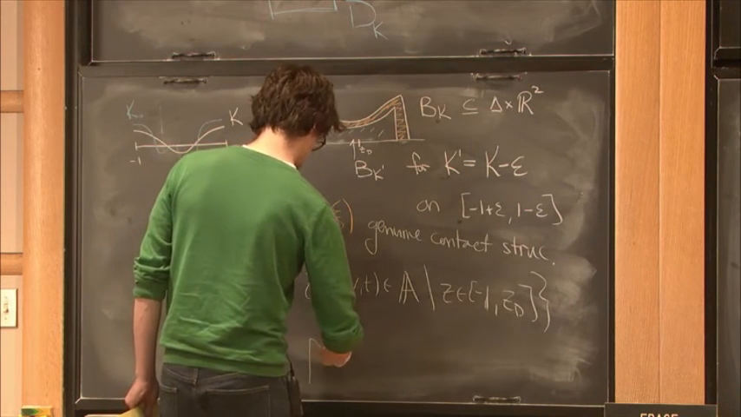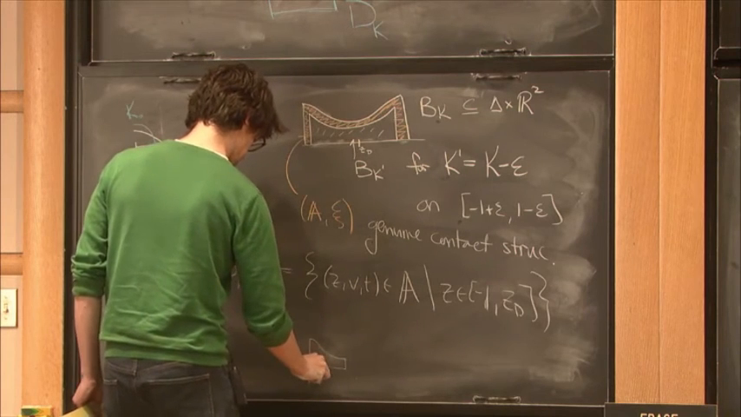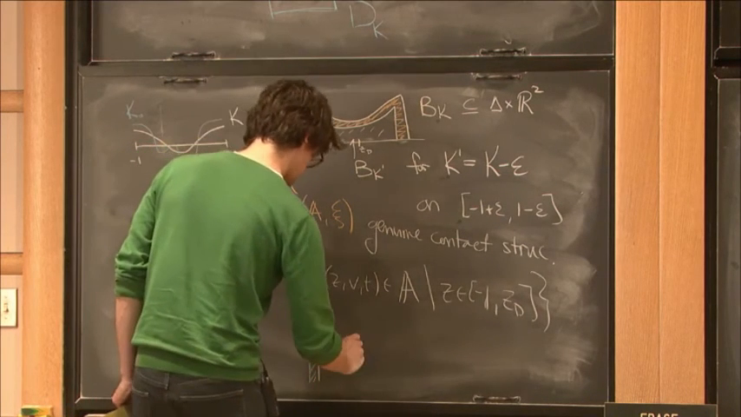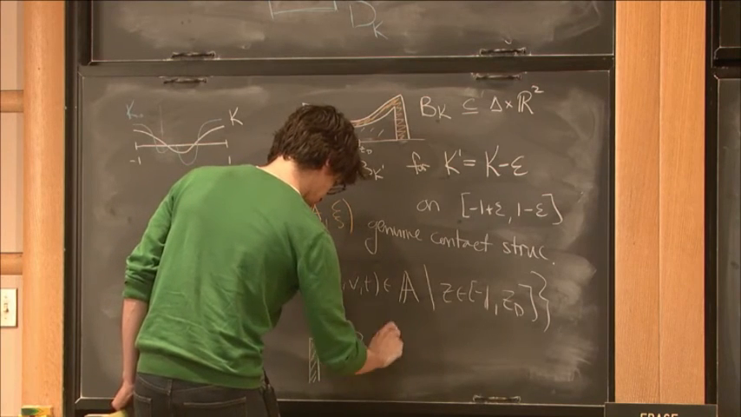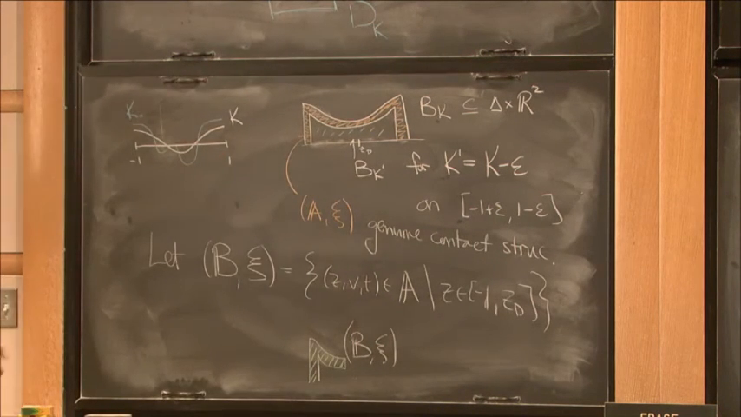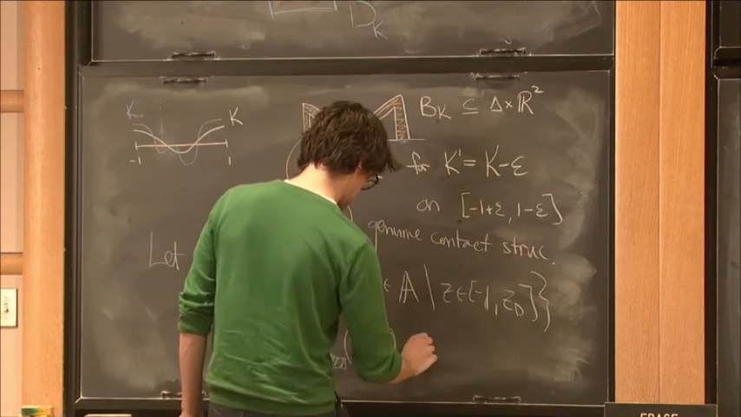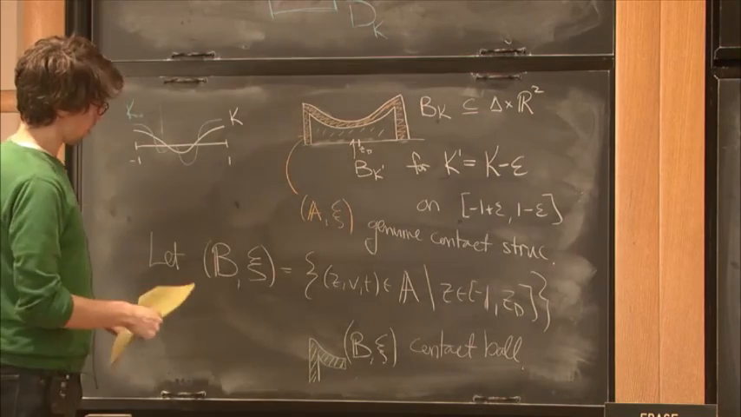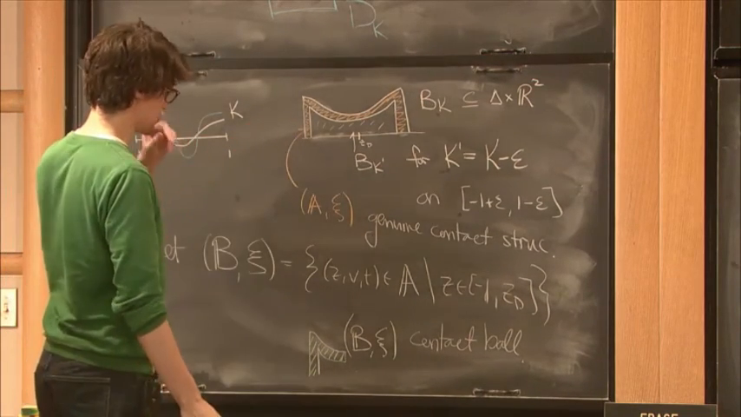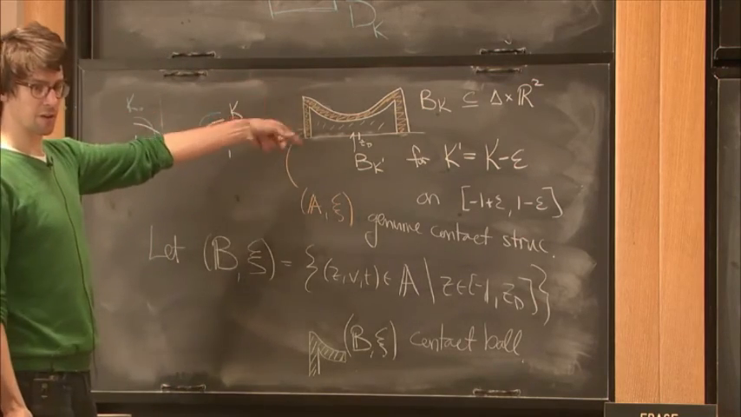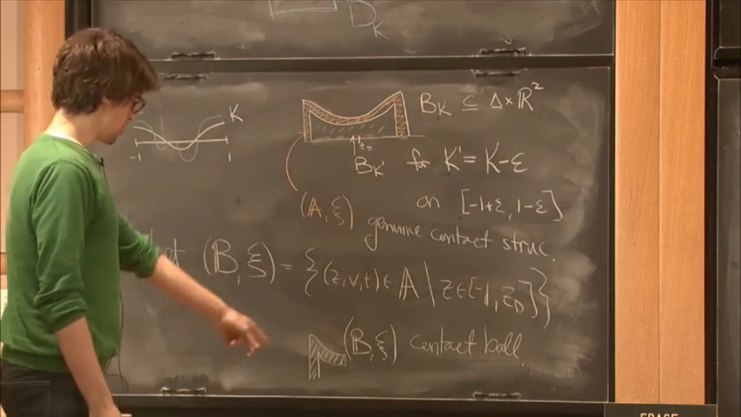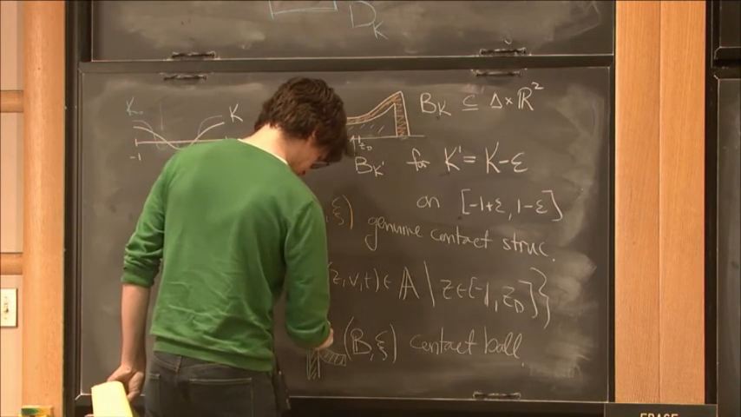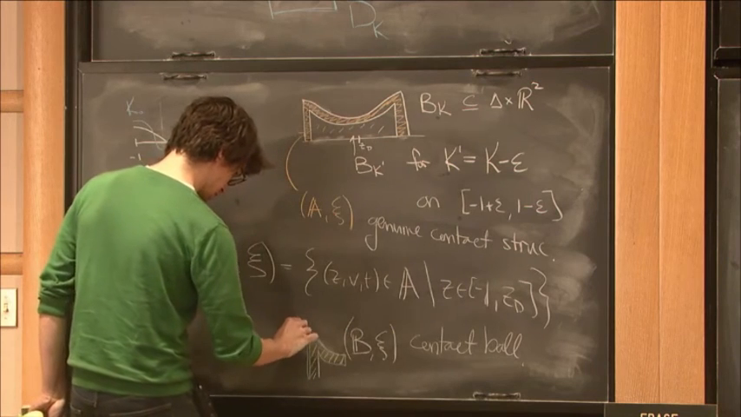So if we were to draw it in, this is our, and all this is, is a one-sided neighborhood of our overtwisted disk. So this is our contact ball. So this A is an annulus, which is just, in this case, a neighborhood of a two-dimensional sphere, rotated around the T direction. And so this boundary out here, this thing in blue, is our D sub K.